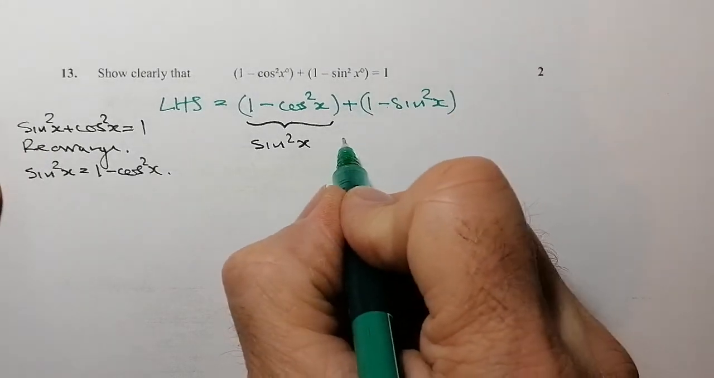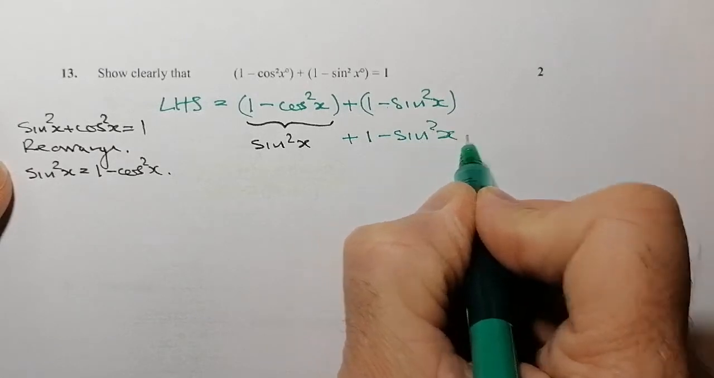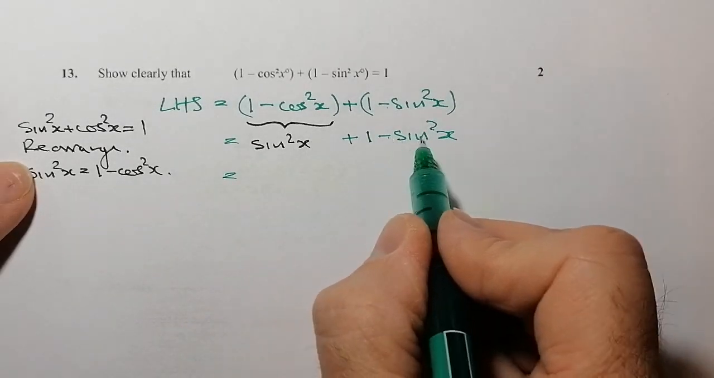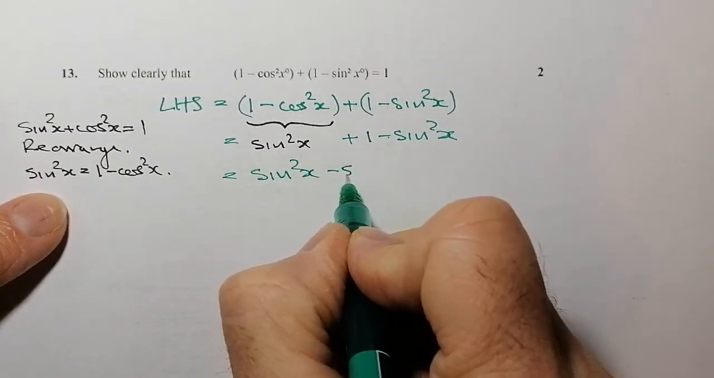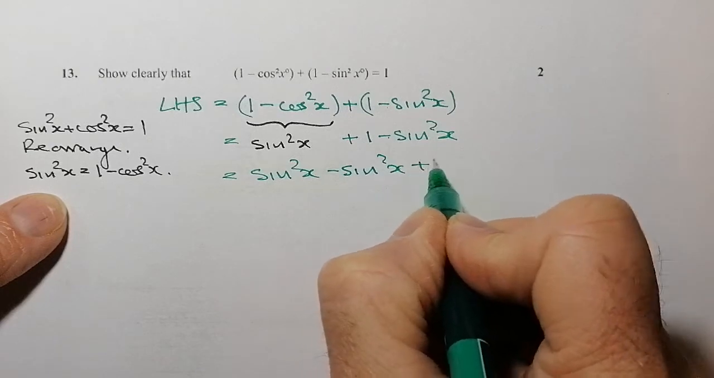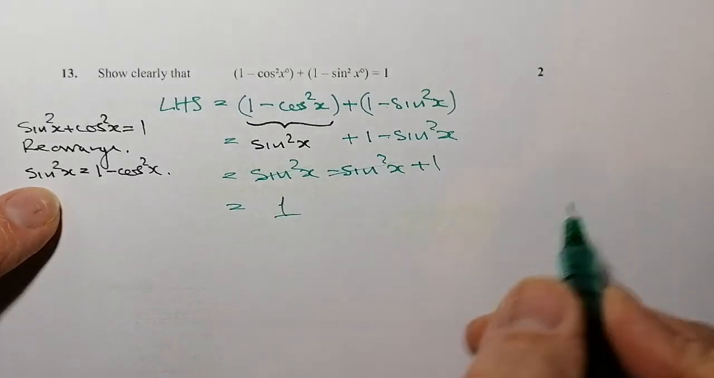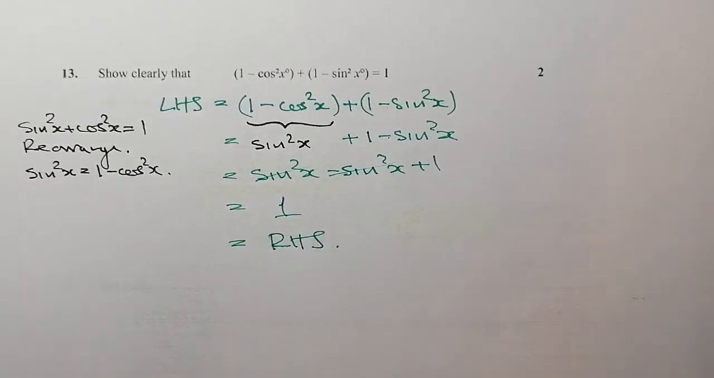So what I've got left in the rest of the question is 1 minus sine squared x. From there, I've got sine squared x and I've got take away sine squared x. Just to make sure that you can see what I'm doing, I'm going to put it right together, plus 1. So that and that is going to cancel out. That leaves me with 1. And now that I've shown that that equals the right-hand side, that's me completed that question.